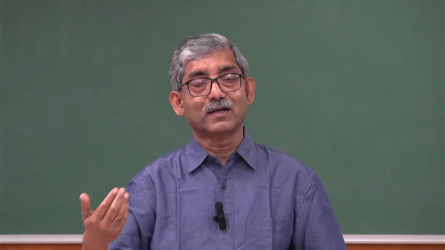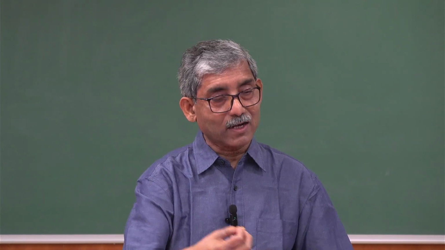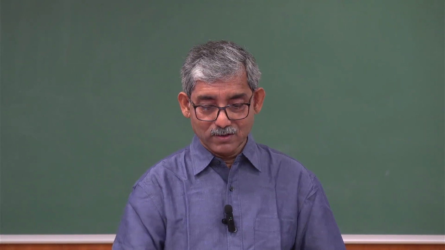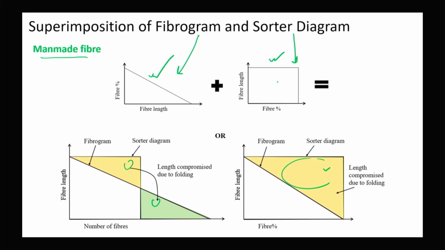Now let us try to draw the curve. What we have done, we have actually got the curve, the graph like the fiber shorter diagram or fibrogram, and from there we can calculate the different parameters. We can calculate the 2.5% span length, 50% span length, uniformity ratio.